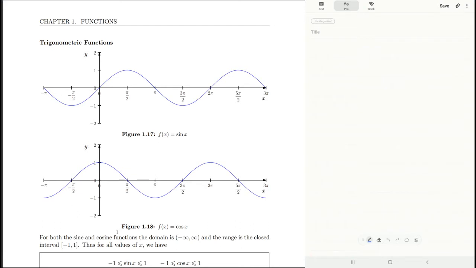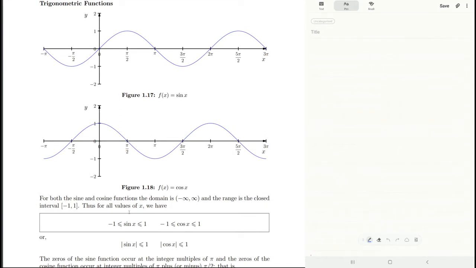So here are the graphs of the sine and the cosine function. And for both of the sine and the cosine functions, the domain is all real numbers, and the range is the closed interval from -1 to 1. So the smallest value that the function can reach is -1, and the largest value that it can reach is +1.